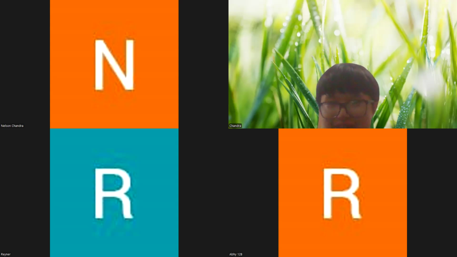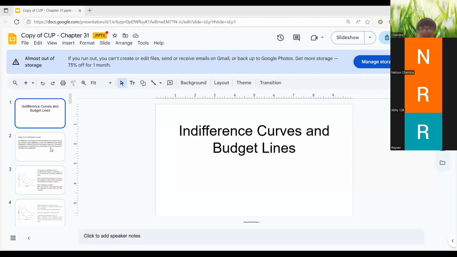I'm going to share screen first, and then we will start. Can you see the screen?